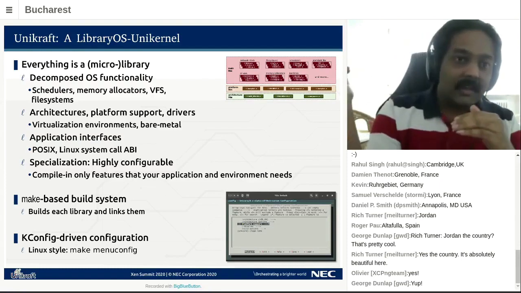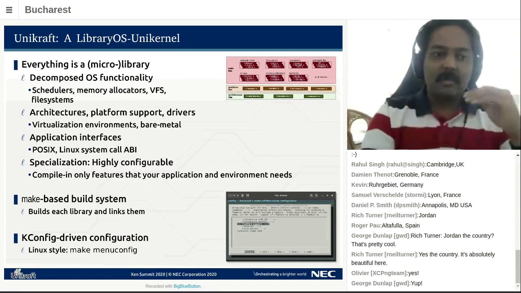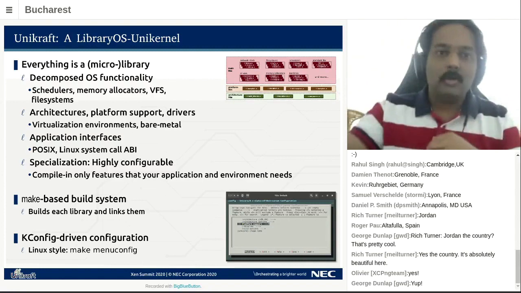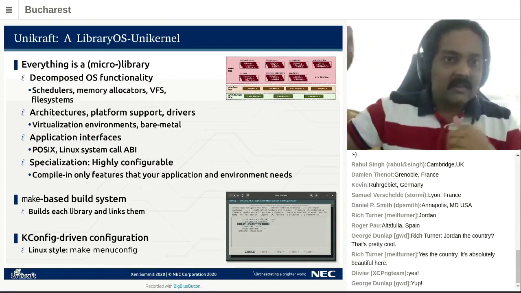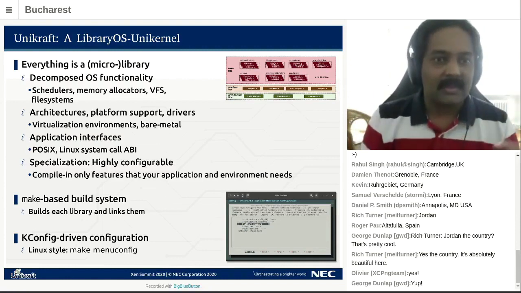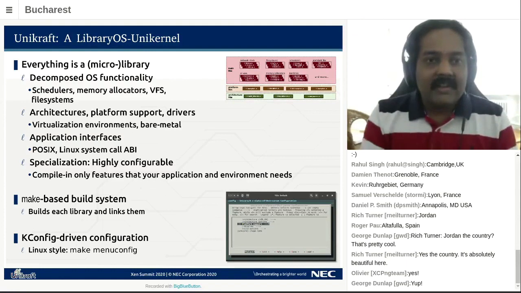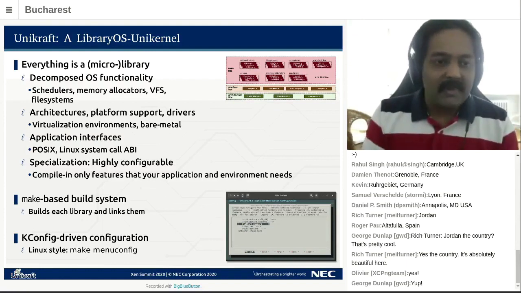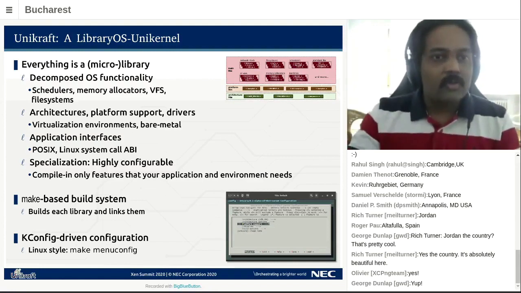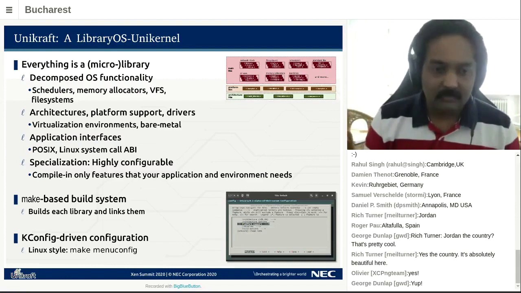In terms of the interface we provide from an application to the operating system, we provide a Linux compatible system API. So any application which can run in Linux user space should be able to run with our system. To build the entire application we use a make-based system, and to configure which of these libraries we need for a specific application, we use a kconfig driven menu configuration.